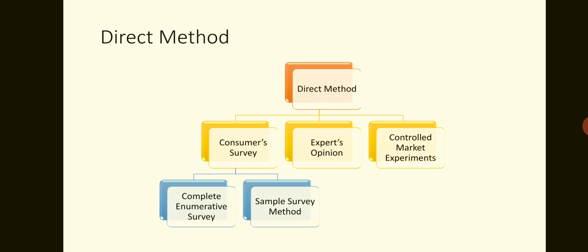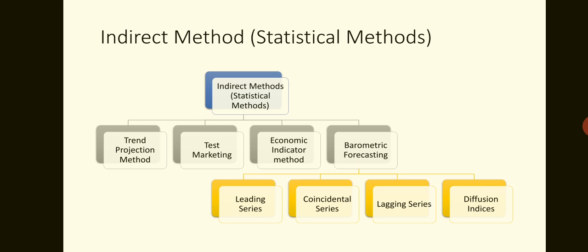Another example, we are going to give a price discount. So we want to know the likely change in demand after the price discount, whether there is a hike in demand or not. So it is a controlled market experiment in which we are making different experiments like price discounts, advertisements, etc.